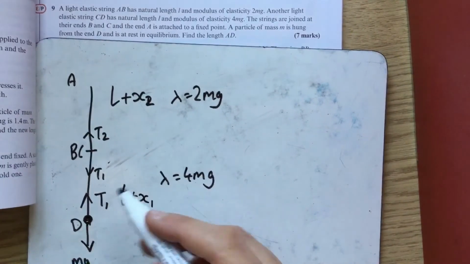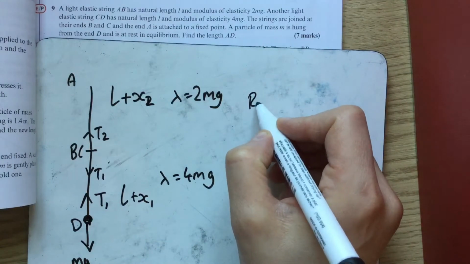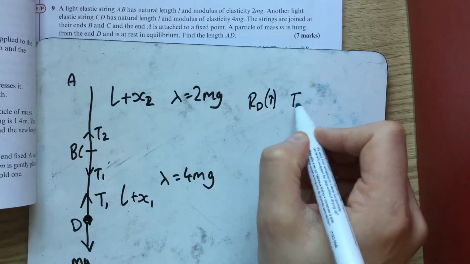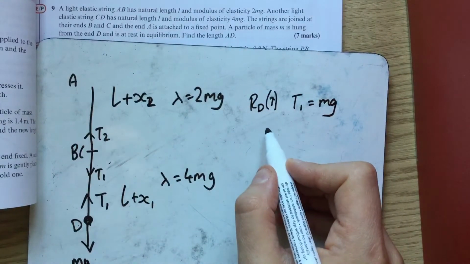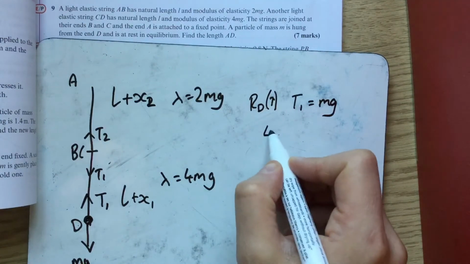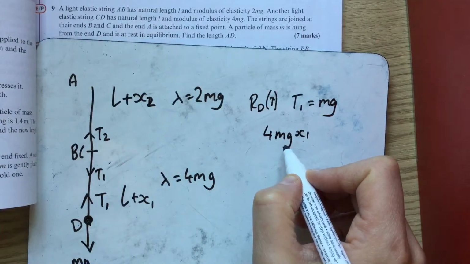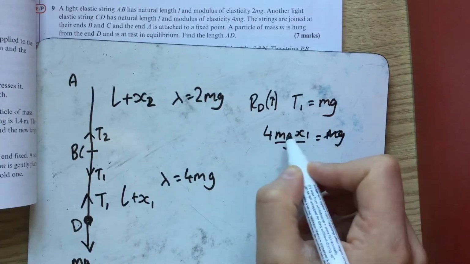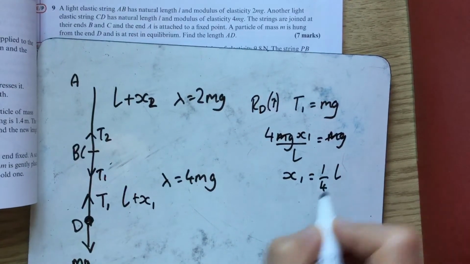And so you can see from your equations of motion, if you just look at resolving the particle at the point D vertically, the only forces on it are tension going up and mg going down. So we get that T1 equals mg. So from there we can say that 4mg x1 divided by L equals mg. So our mg's cancel, and I get that x1 equals a quarter L.